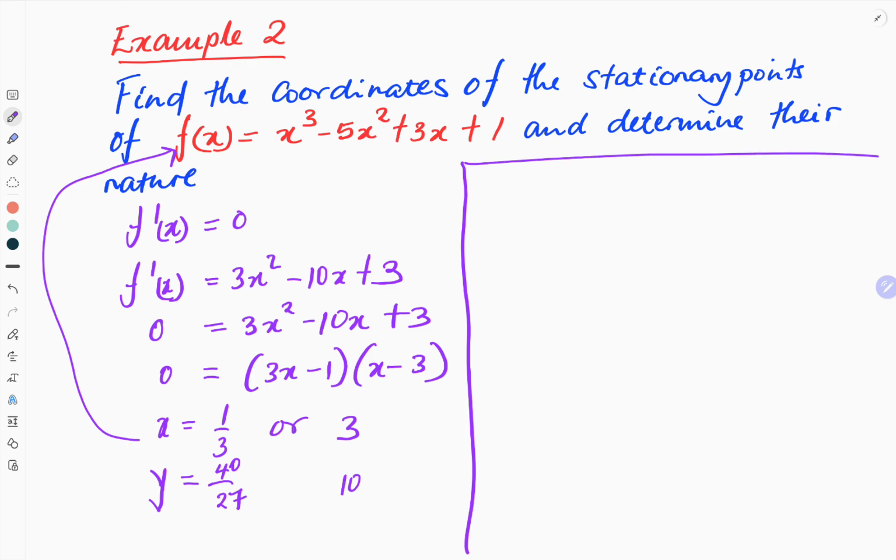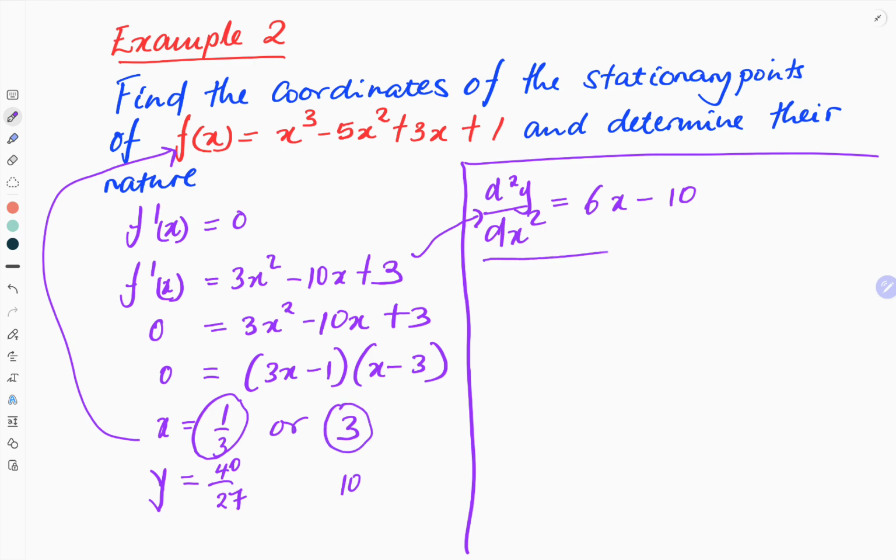So we want to determine their nature. Remember, to determine the nature, we find the second derivative. There, the second derivative of this function will now be equal to 6x minus 10. So now what we do, we just substitute the x coordinate into the second derivative. If the second derivative is greater than 0, then we have got a minimum point. And if it's less than 0, then we have got a maximum point.